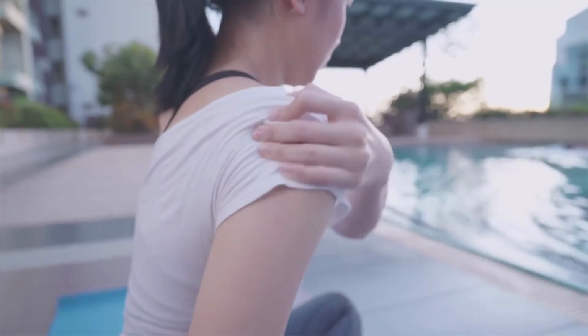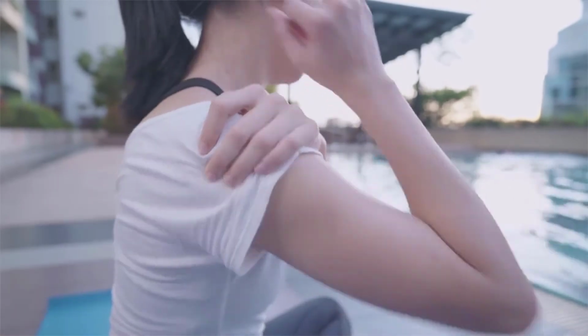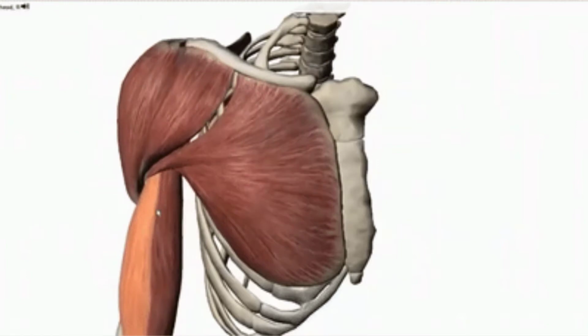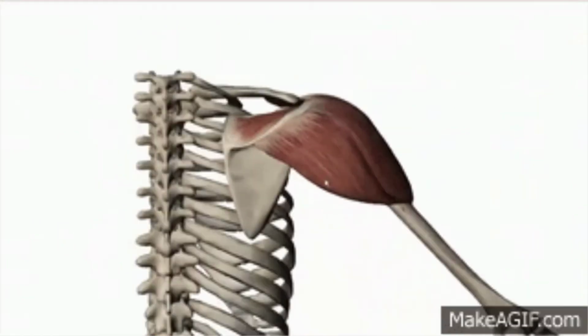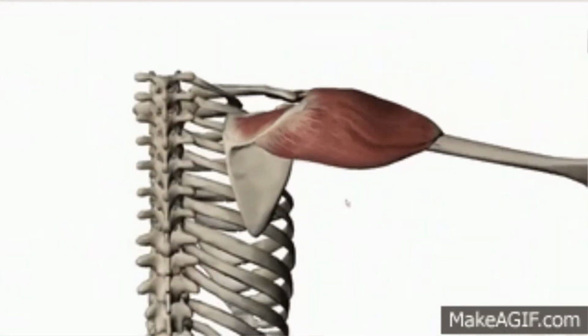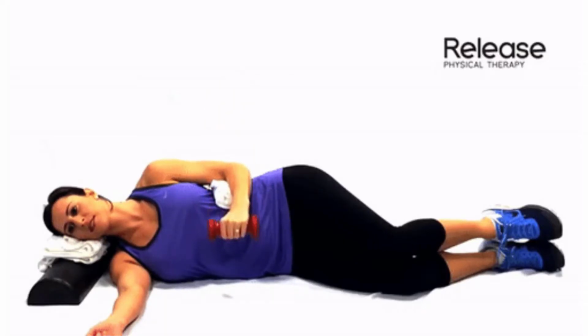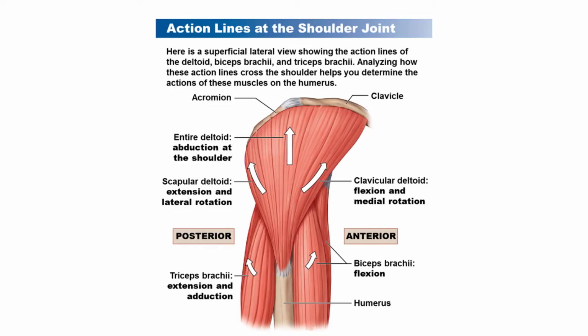For example, the action lines of the shoulder joint dictate the direction of pull, the flexion and extension at the shoulder joint, abduction and adduction at the shoulder joint, and the medial and lateral rotation at the shoulder joint. Here is a superficial lateral view with the action lines of the deltoid, biceps brachii, and triceps brachii. Analyzing how these action lines cross the shoulder helps you determine the actions of these muscles on the humerus.